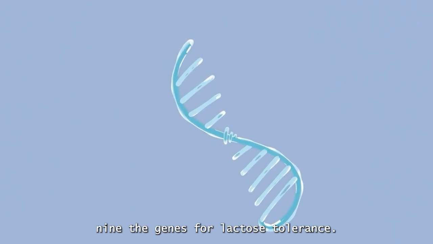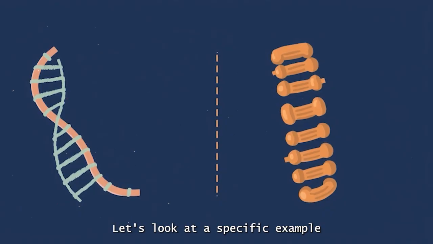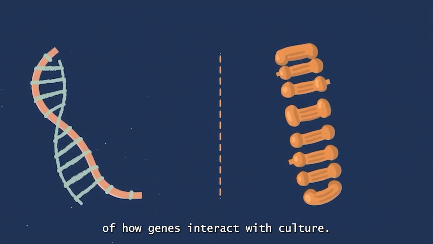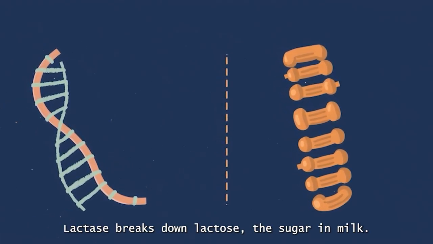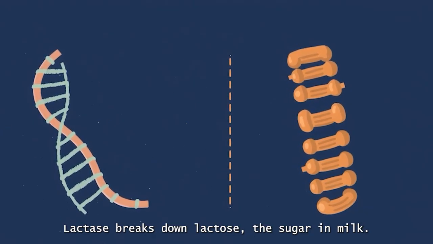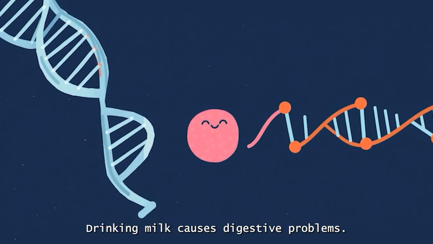Level 9. The genes for lactose tolerance. Let's look at a specific example of how genes interact with culture. Most mammals stop producing the enzyme lactase after they're weaned. Lactase breaks down lactose, the sugar in milk. Without it, drinking milk causes digestive problems.